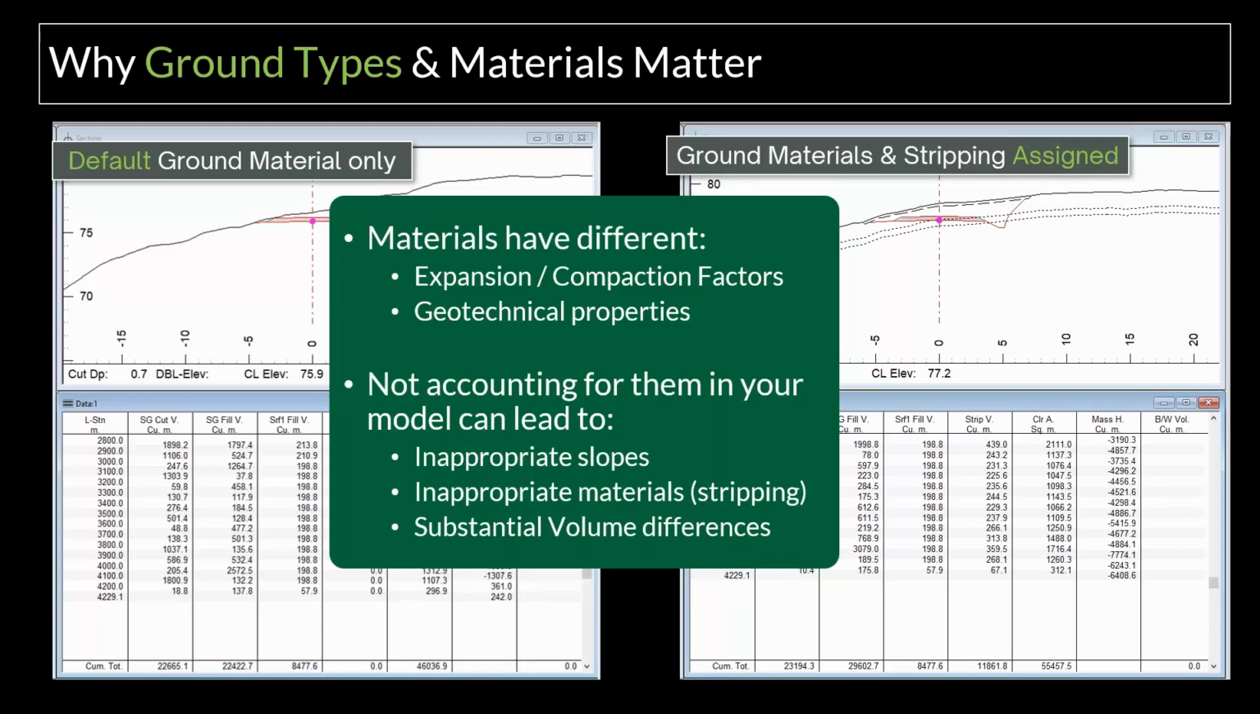These different materials that we have applied have different expansion and compaction factors and other geotechnical properties. Not applying those can lead to inappropriate slopes, inappropriate materials being used, and substantial volume differences, and you're not accounting for how you're actually interacting with the surrounding terrain.